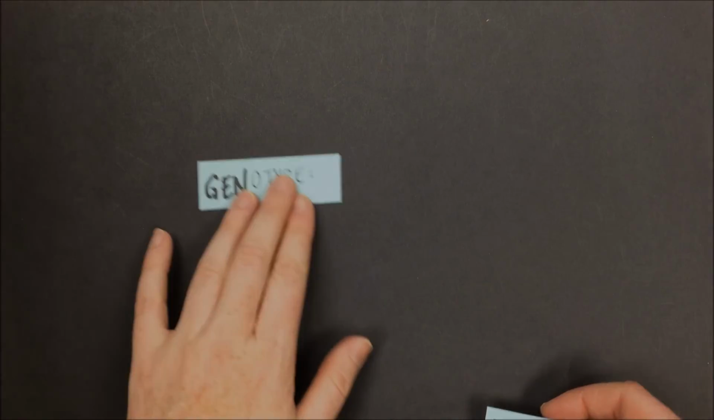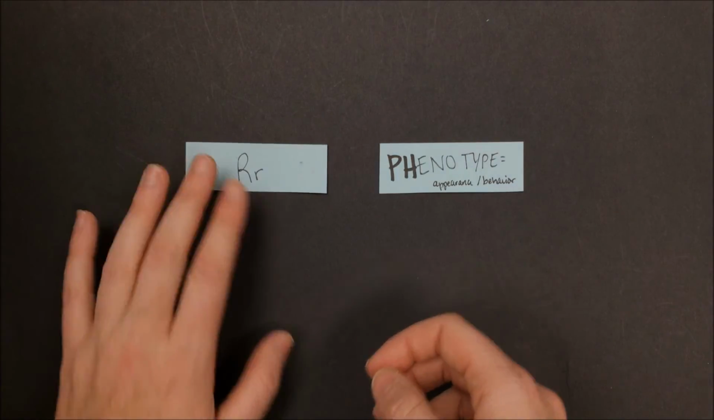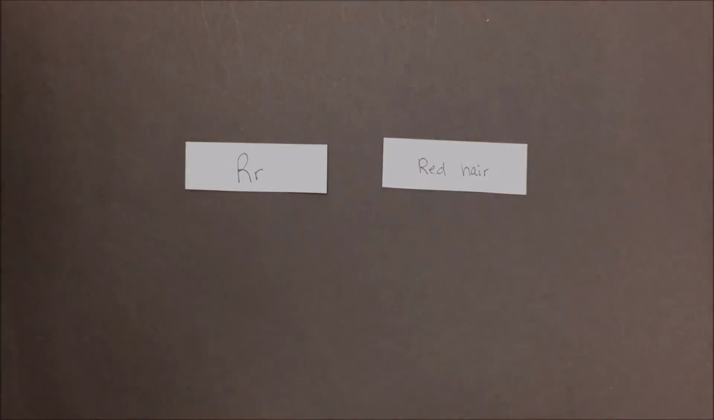We also discussed the difference between genotype, the genes an organism has, and phenotype, its appearance or behavior. An example of genotype would be capital R, lowercase r. An example of phenotype might be red hair.